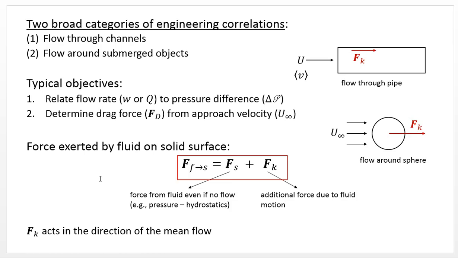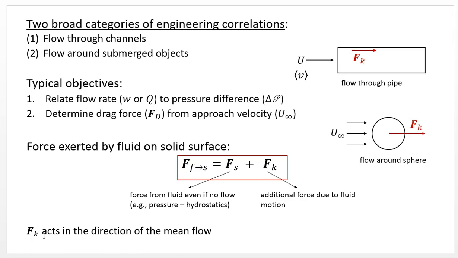In each case, the force exerted by the fluid on a solid surface is designated by F sub F arrow S. This is the force the fluid exerts on the solid, hence the notation. This can be decomposed into the sum of two components. One, F sub S, is the force from the fluid even if there is no flow. For example, force due to pressure in hydrostatics, as we've discussed previously. And the second component is F sub K. This is the additional force due to fluid motion. The K arises because this is a kinetic energy force, essentially, or at least that's what's used in the textbook.